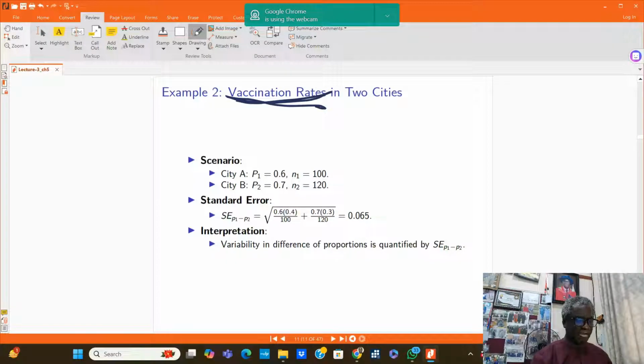That tells us that the standard error of the difference is 0.065. So that is the variability in the difference of proportions. That's the measure of the variability in the difference of proportions in the two cities. What that simply tells us is the extent to which the difference of proportions varies from one sample to another. Of course, this helps us quantify the variability in comparing these two proportions.